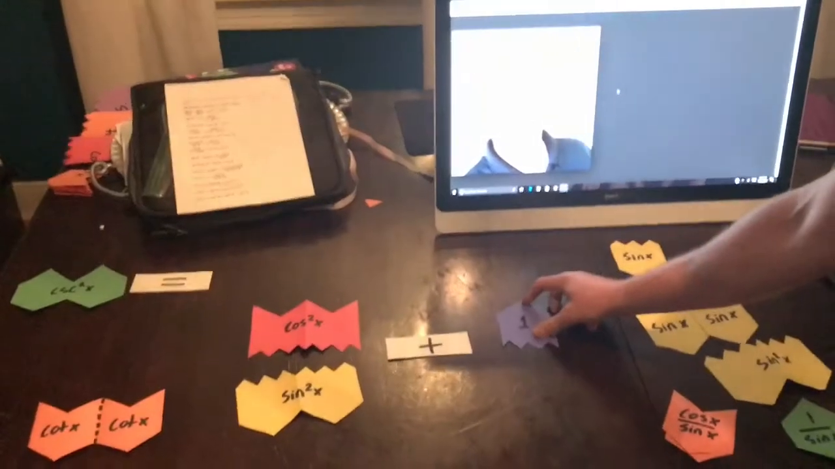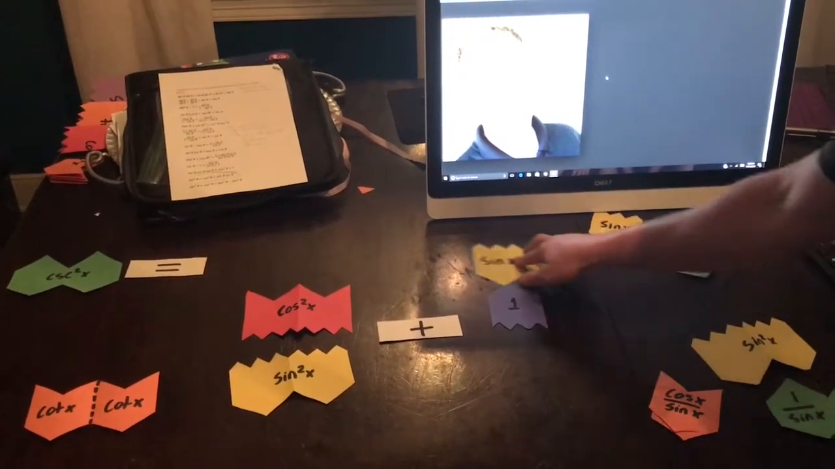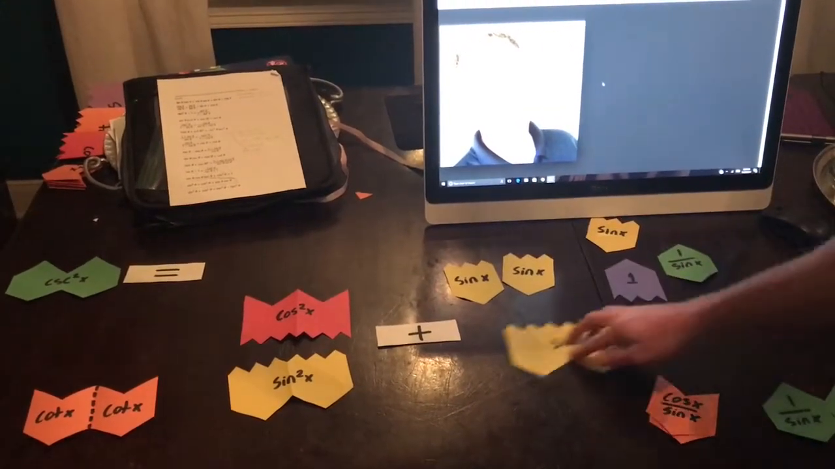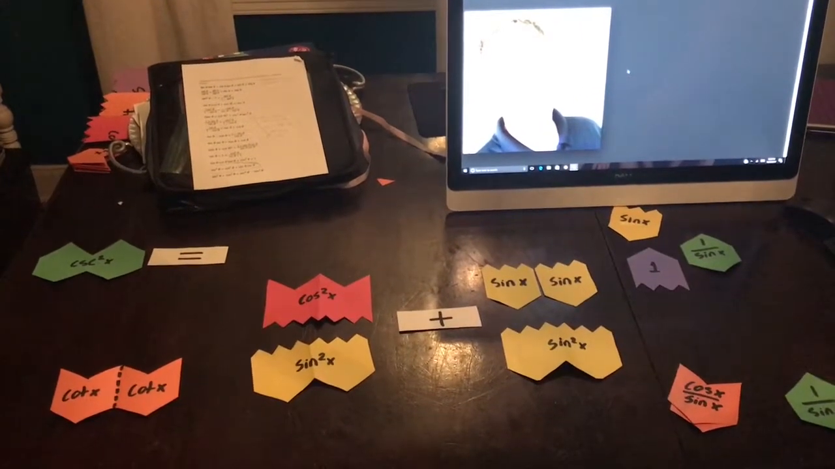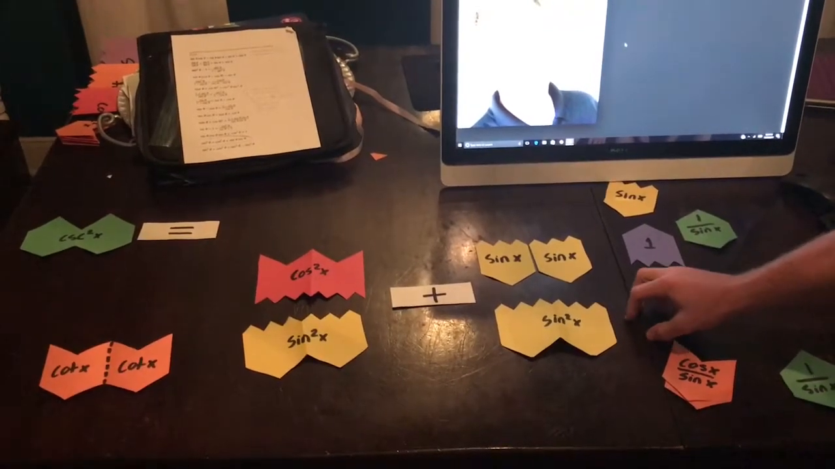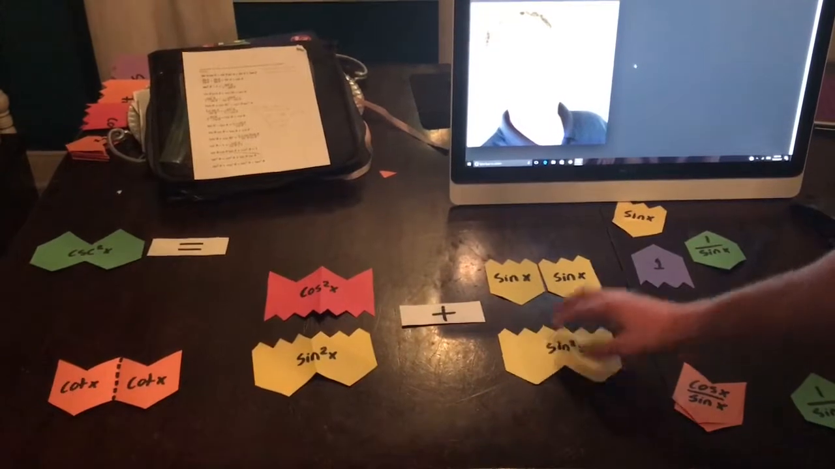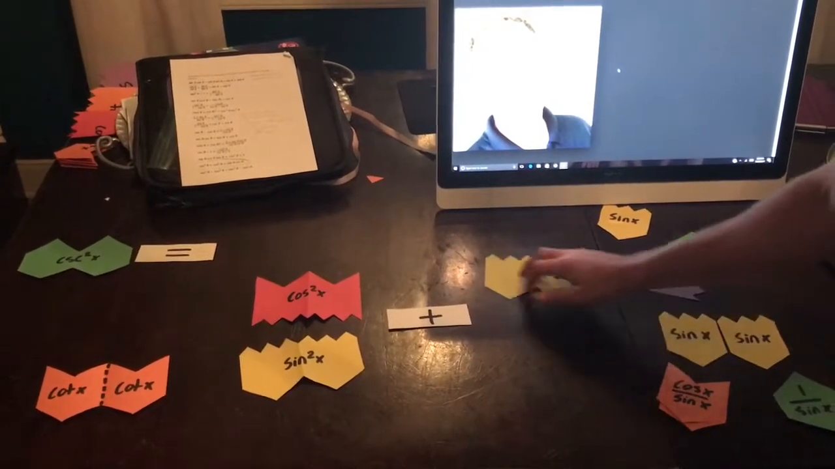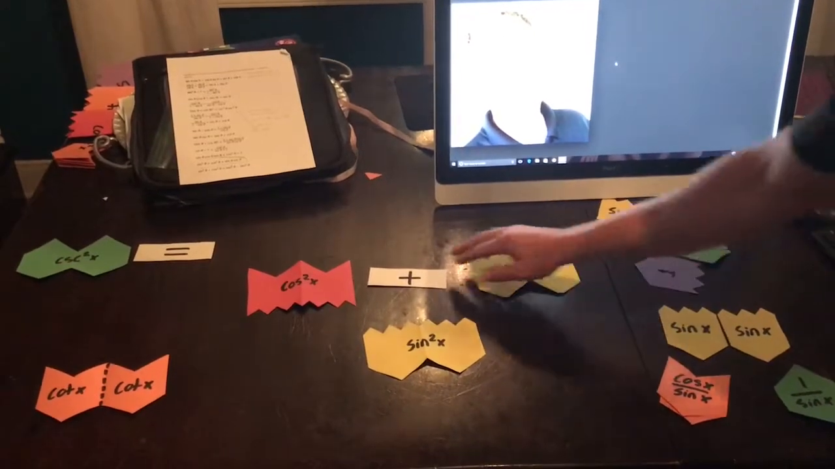Now we need to change this 1. So we can change 1 to sine squared x over sine squared x, since sine squared x divided by sine squared x equals 1. Now that we have a common denominator, we can just add the numerators. And so it would be cosine squared x plus sine squared x over sine squared x.